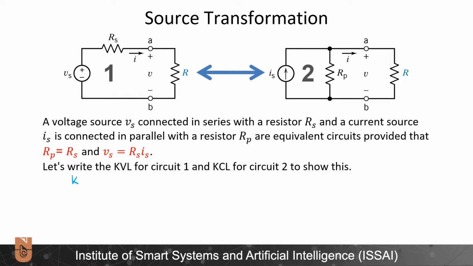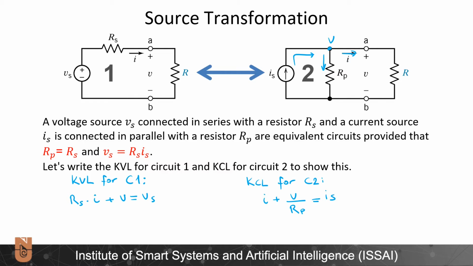So let's write KVL for circuit 1. What will this be? Rs times I plus V will be equal to simply Vs. Let's write KCL for circuit 2. Here I have V. I have a current going out this way, current going out this way, and Is is entering. So I plus V over Rp will be equal to Is.